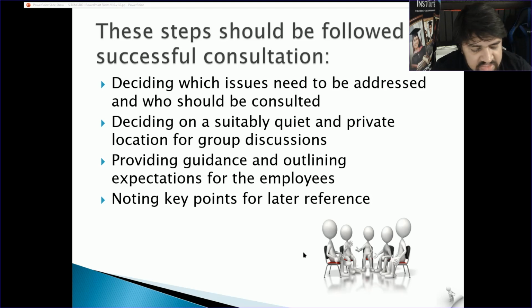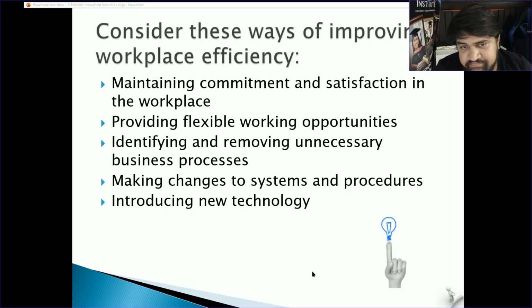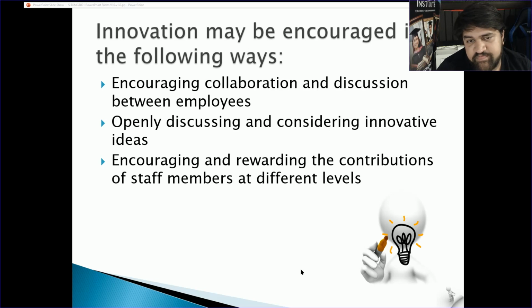Maybe start an hour earlier for the day and then have a meeting, have maybe some lunch organized so that there's no customers, talk about it, then move on to normal everyday tasks. Consider these ways of improving workplace efficiency, maintaining commitment and satisfaction in the workplace, providing flexible working opportunities, identifying and removing unnecessary business processes, making changes to systems and procedures, and introducing new technologies.